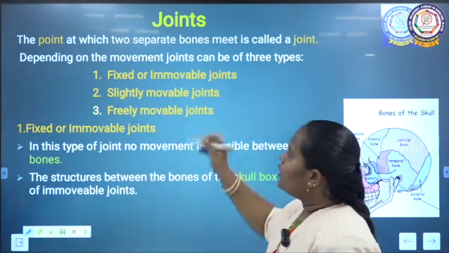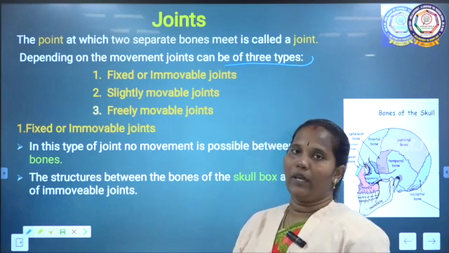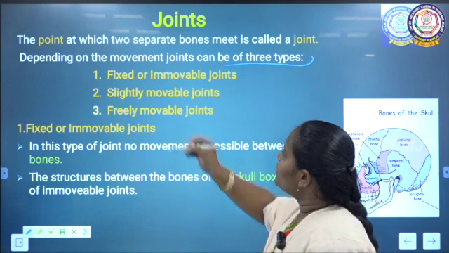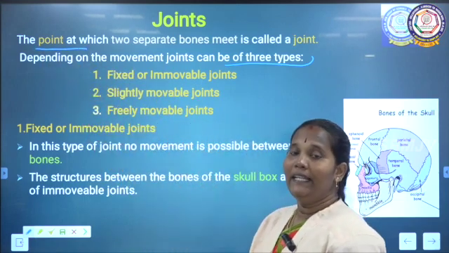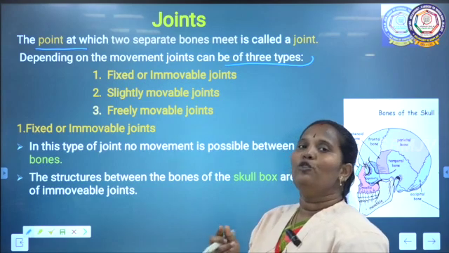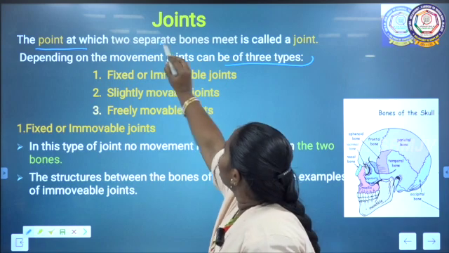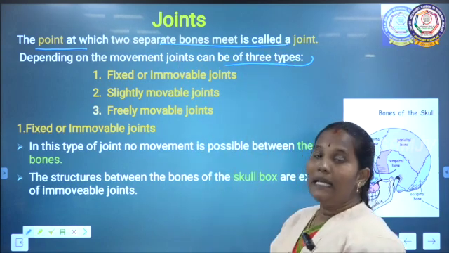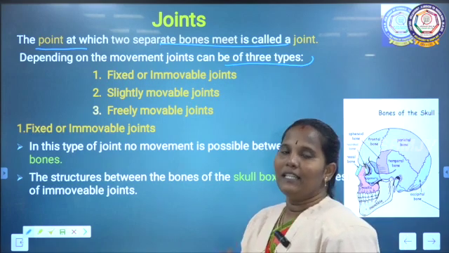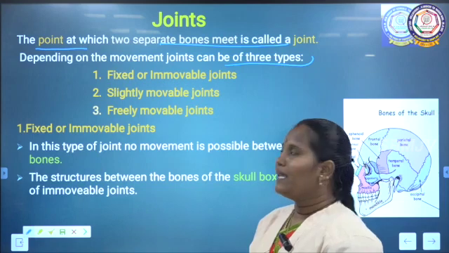Depending on the movement, joints can be of 3 types. What is a joint? A joint is a point. At this point, two or more bones can join. The particular point where separate bones meet is called a joint. Depending on the movement, the joints can be classified into 3 groups. What are they?